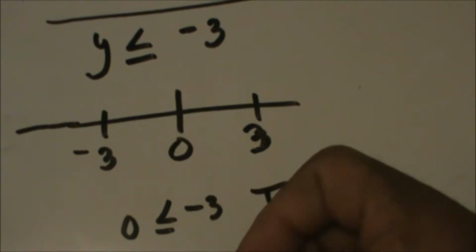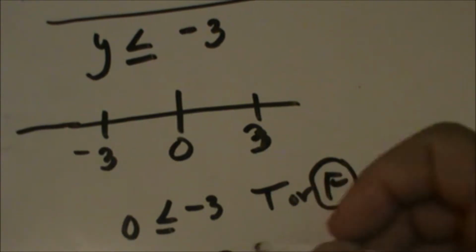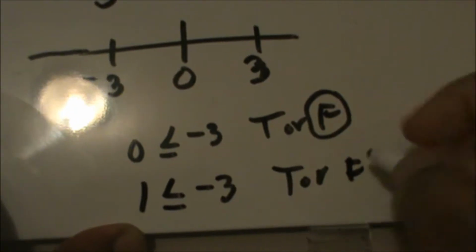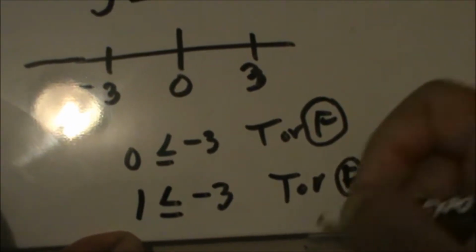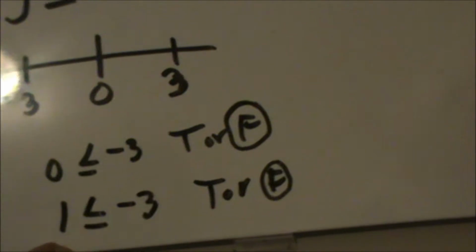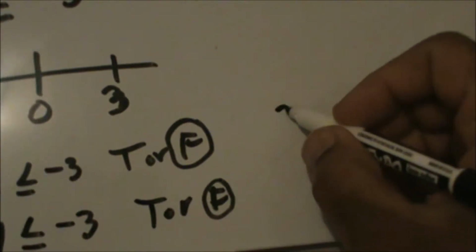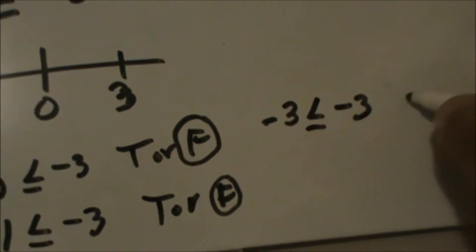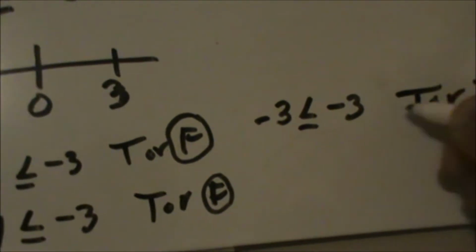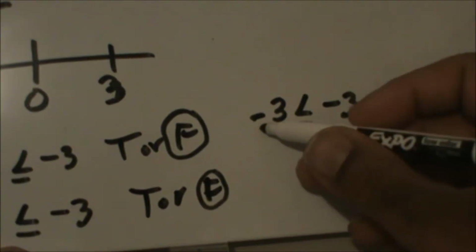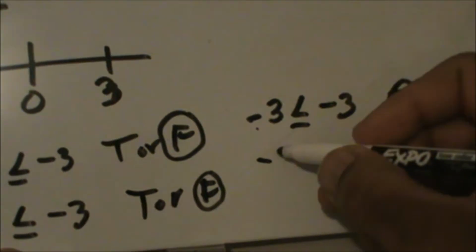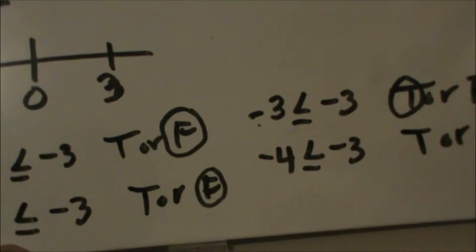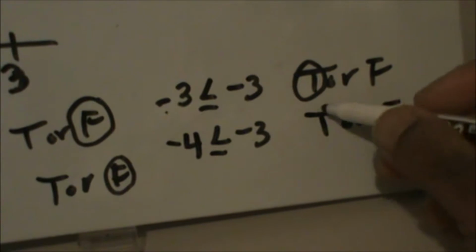1 is less than or equal to negative 3. True or false? This is false again. But if we try another value, negative 3 itself, negative 3 less than or equal to negative 3. True or false? That's true. Let's try another one. Let's try negative 4, since it's going in that direction. Negative 4 less than or equal to negative 3. True or false? So that's true.